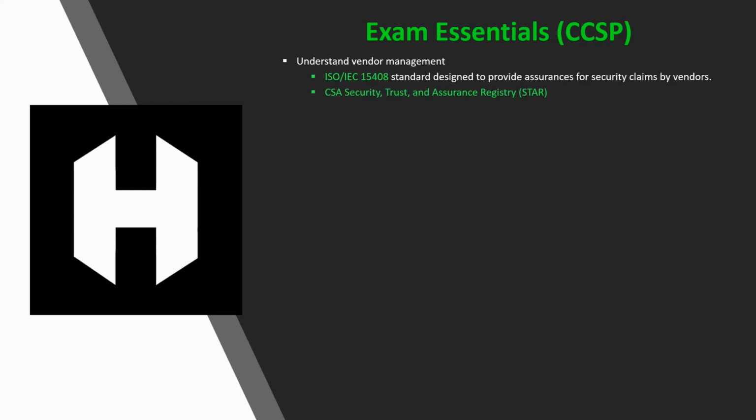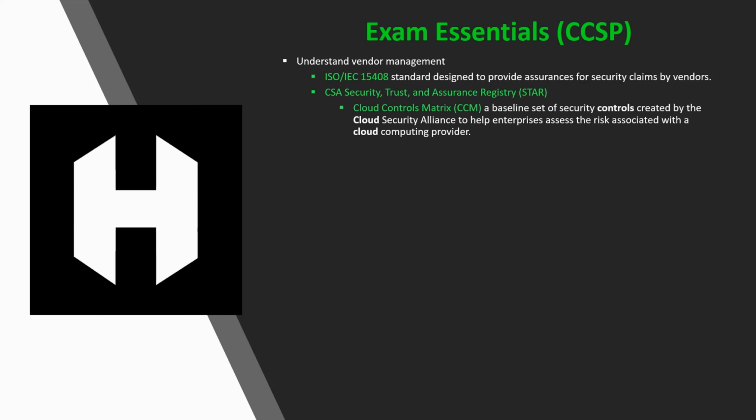And then there's also your CSA Security Trust and Assurance Registry, also known as your STAR. Now there's two components to this. The first component is your Cloud Controls Matrix, and that's a baseline set of security controls created by the Cloud Security Alliance to help companies and enterprises assess the risk associated with a cloud computing provider.